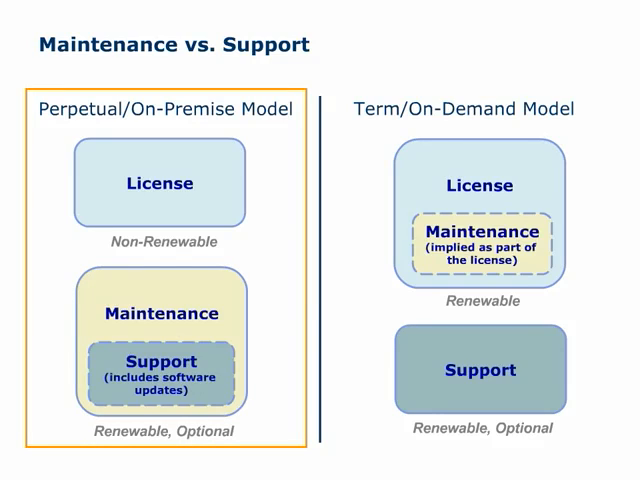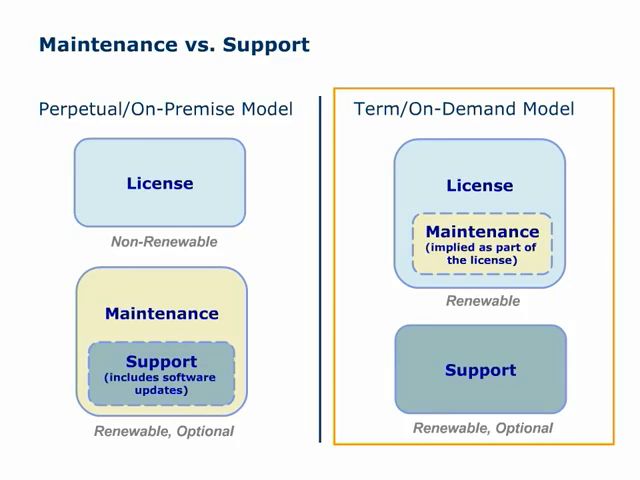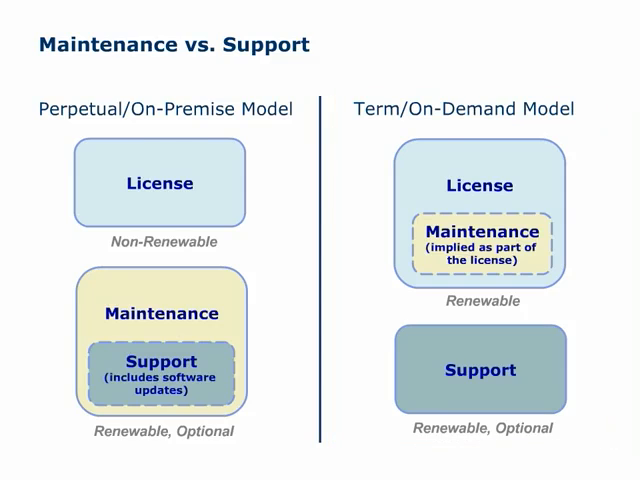In the perpetual model, maintenance is renewable, unlike the product license itself, and includes support and software upgrades. For the term model, both the product license and support are renewable. Note that maintenance is usually implied as part of the product license in the term model. Both are typically sold as annual fee contracts and as a percentage of the product license value.